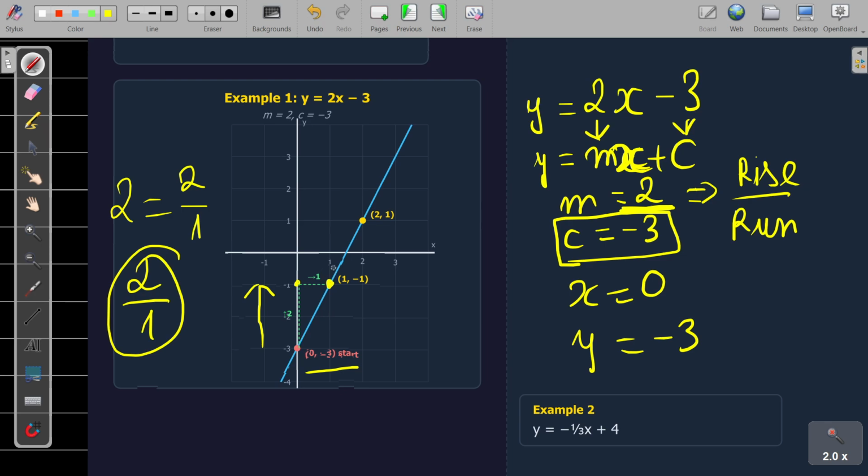And so when you find these two points right here, don't just imagine the line doesn't exist. You can easily take a ruler and draw this out from here, and there you will have your graph. Simple as that. You just graphed x equals 2 minus 3 in less than a minute. Not too hard. Okay. What about for example number 2?